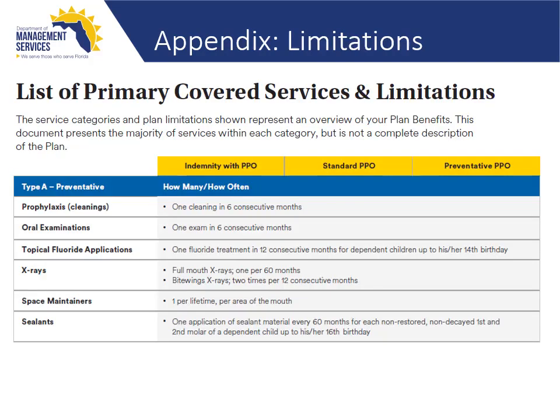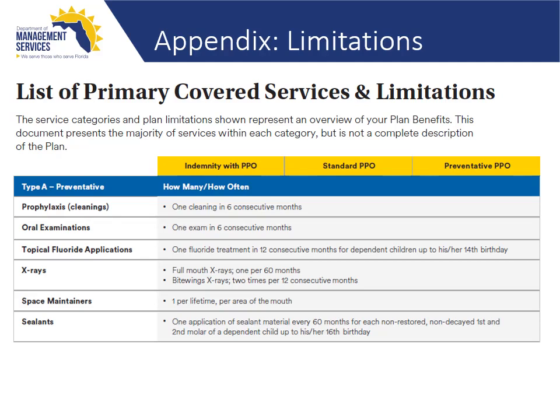The service categories and plan limitations shown represent an overview of your plan benefits. This document presents the majority of services within each category, but is not a complete description of the plan. A full list of limitations can be found in your plan certificate. You can visit www.metlife.com/stateofFL to view your specific plan certificate. Indemnity with PPO, standard PPO, preventive PPO.